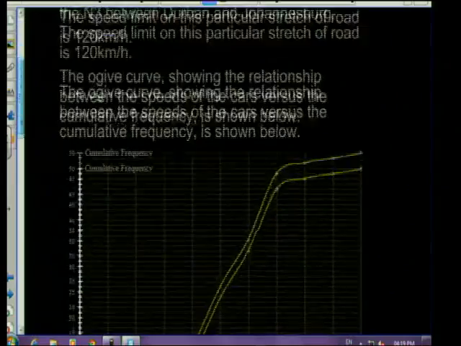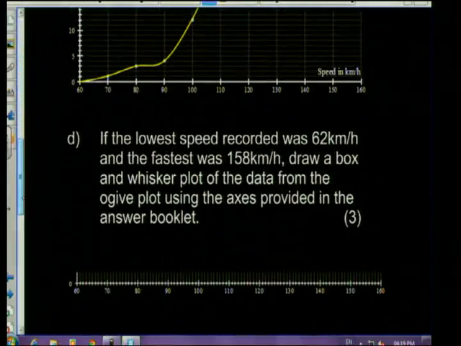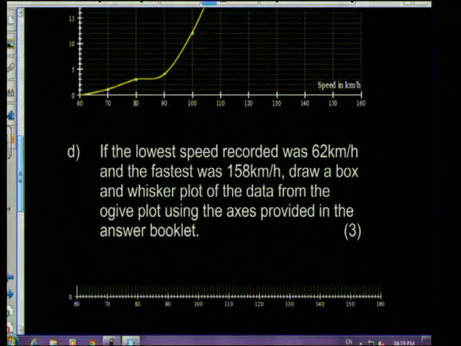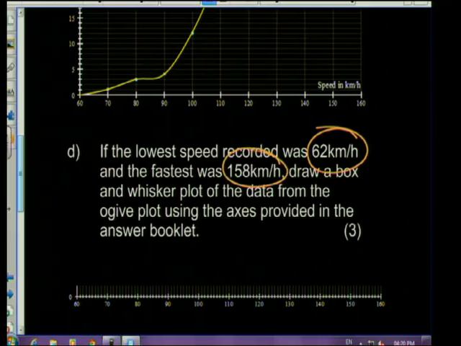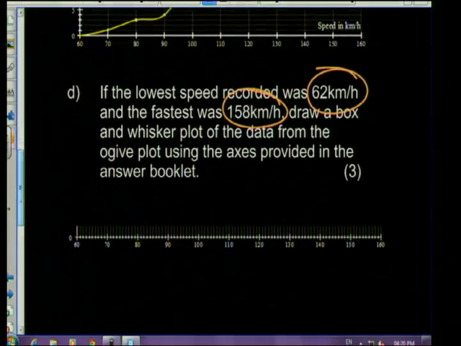So we carry on. And it says, if the lowest speed recorded was 62 kilometers per hour, and the fastest speed was 158 kilometers per hour, draw a box and whisker plot of the data from the ogive. So we've done a box and whisker earlier on. Remember the lower bound, there's my 62. Let's go to 158. There's my 158. So I've got my min and I've got my max.